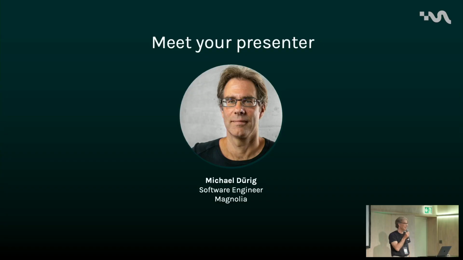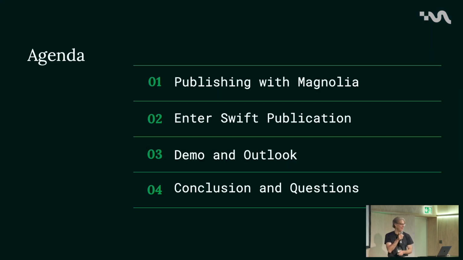My name is Michael Dürig. I work for Magnolia as a developer since almost 6 years now, and I've been in the industry for almost forever. Let's not talk about me, let's talk about Swift application. Swift application is a project we are working on here. It's a new project at Magnolia we've been working on for a couple of months now.